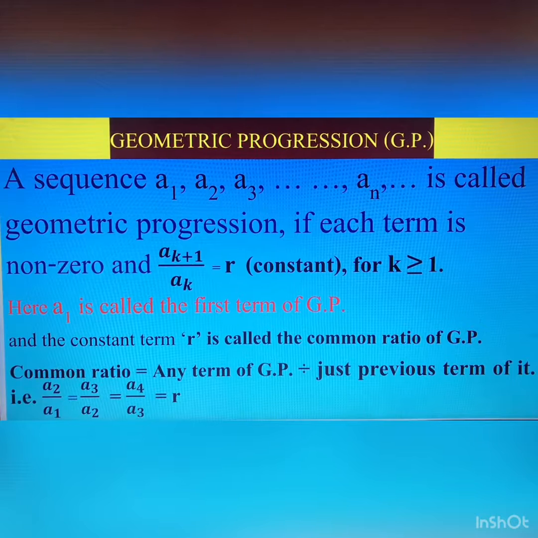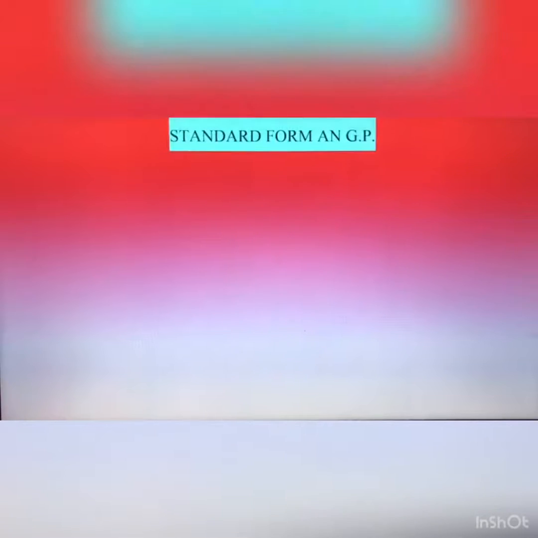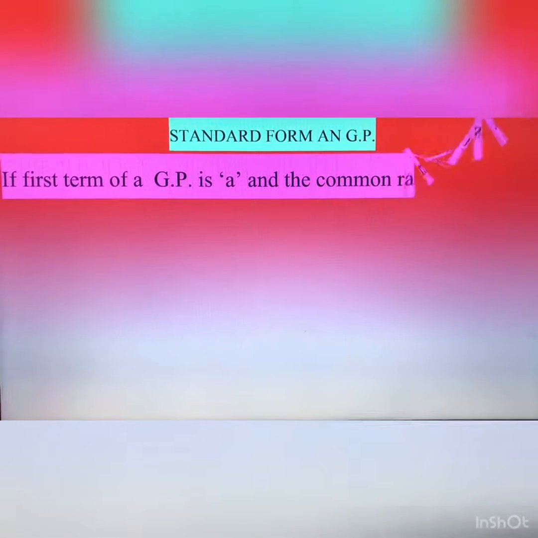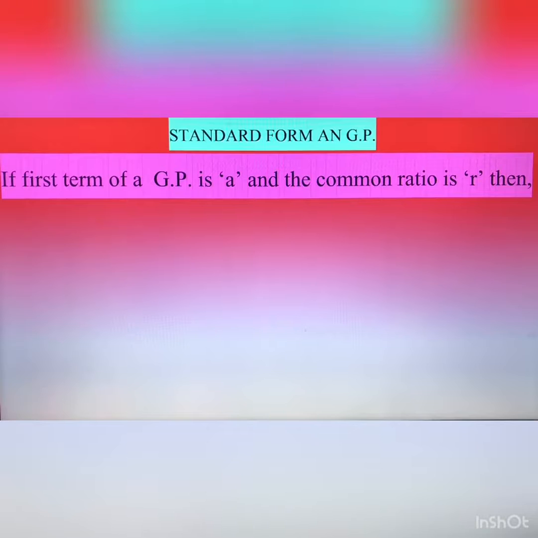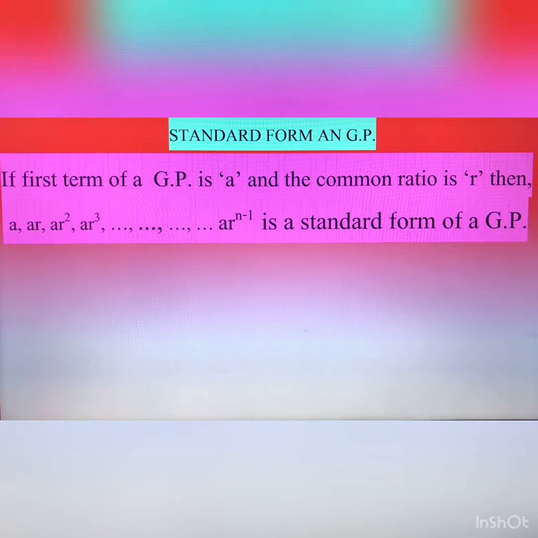Similarly, A3 by A2 and A4 by A3, this is the common ratio denoted by R, and A1 is the first term of the GP. Okay. Now the standard form of a GP. How can you write the standard form of GP? If the first term of GP is A and the common ratio is R, then A, AR, AR square, AR cube and so on up to AR power n minus 1 is the standard form of a GP.